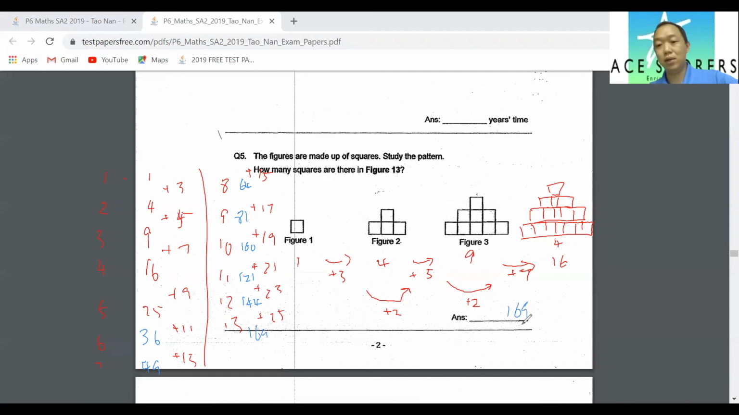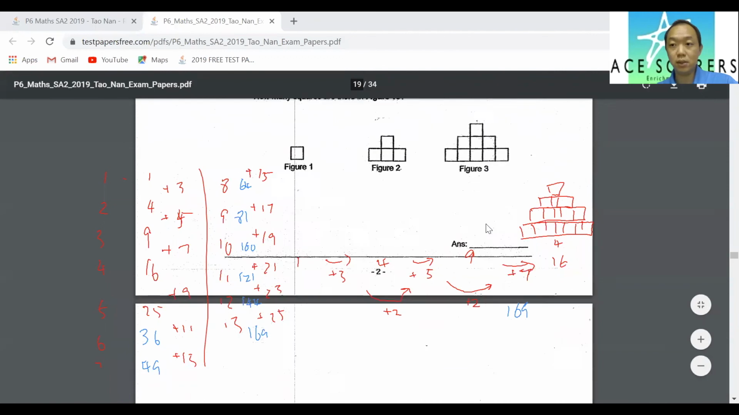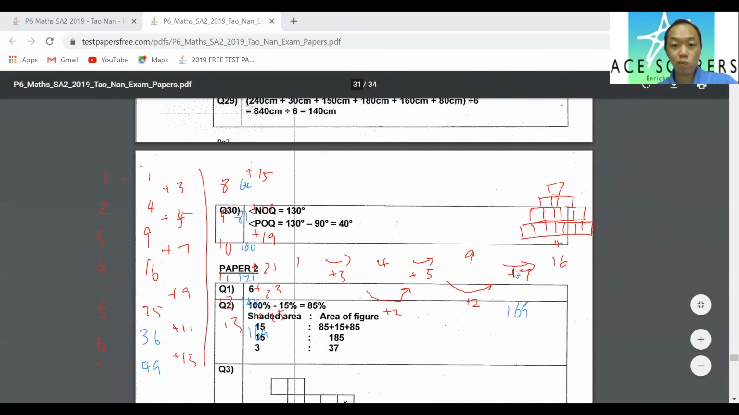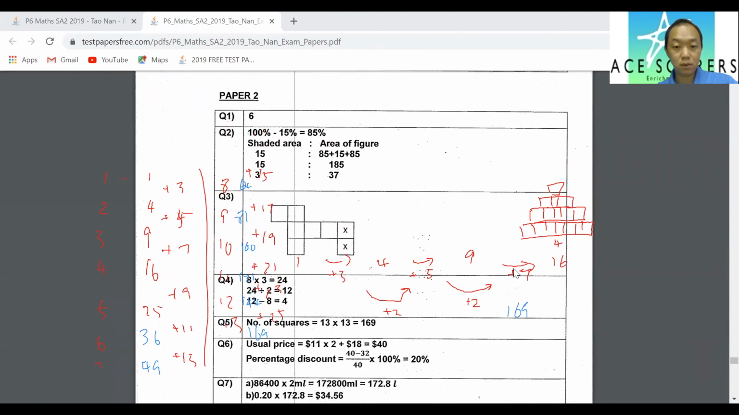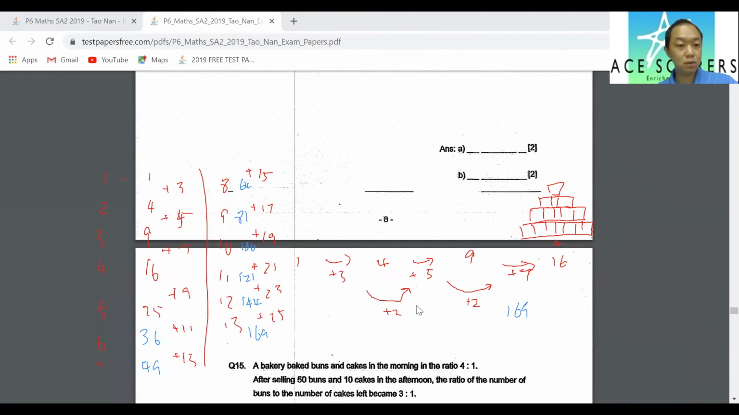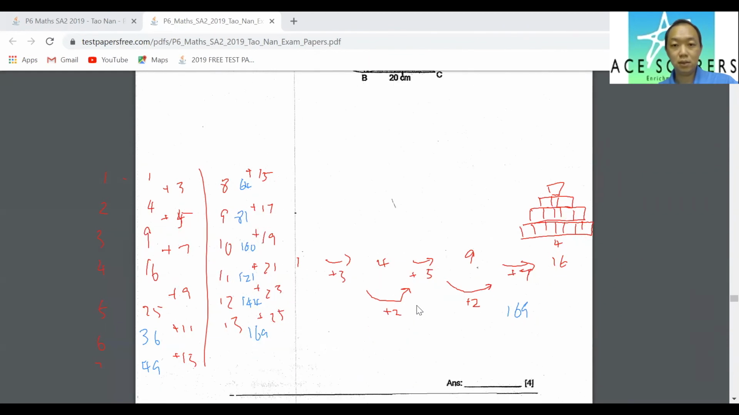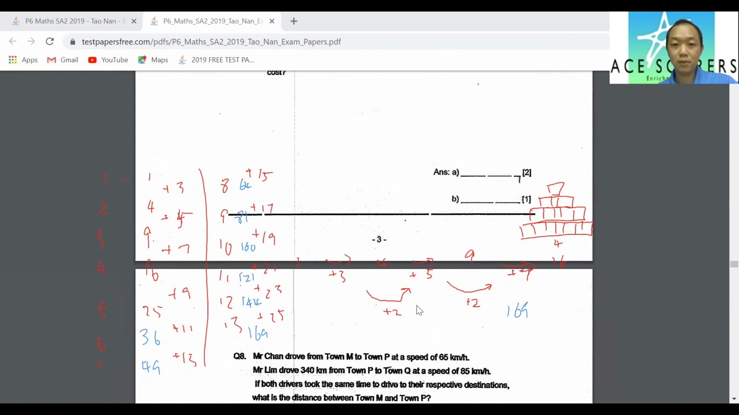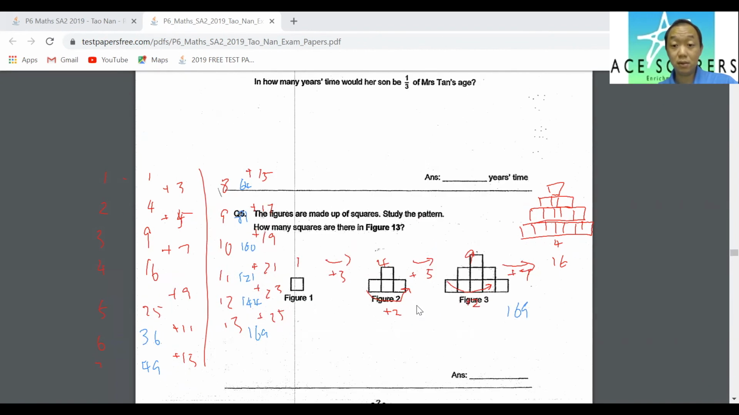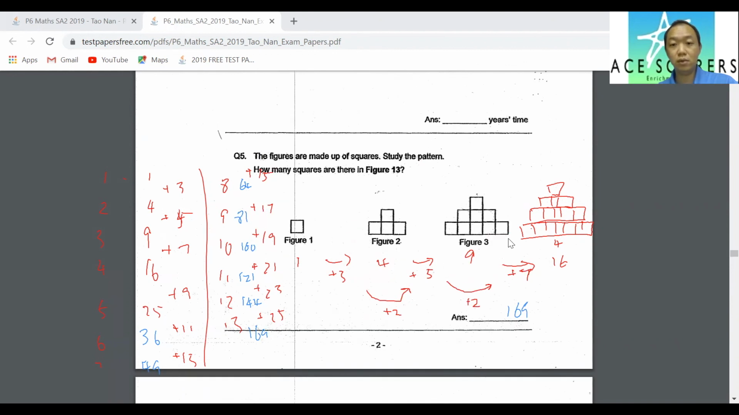Yeah, so this method is when you have no choice because I don't want to find the algorithm in between. Okay, so I do it this way. 169. Yeah, then 13 times 13. Oh, wait, I didn't see the pattern. Oh, yes. Okay, the pattern is just square. So this is 9. 2 square equals 4, 3 square equals 9, 4 square equals 16. So figure 13 is just 13 times 13. So 13 square equals 169. Honestly, I didn't see that. But it's fine. Okay, you get the answer. Next.